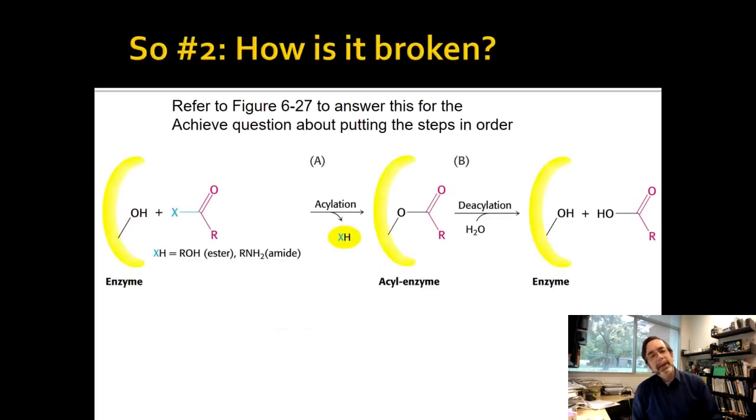And this one thing is, I want you to look at a figure. I think I had the right number for this figure. There is an Achieve question about putting the steps in order. I want you to look at that figure, and then that will have the steps, and basically look back and forth. I'm counting on you having the book open. I want you to be able to interpret the information, put the steps in order, so that you know something about how you deacylate the enzyme.